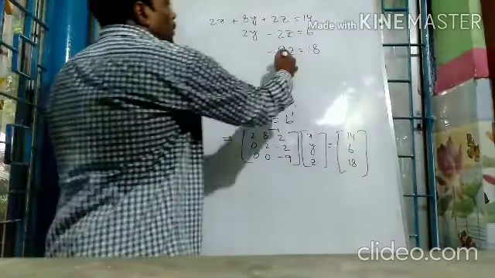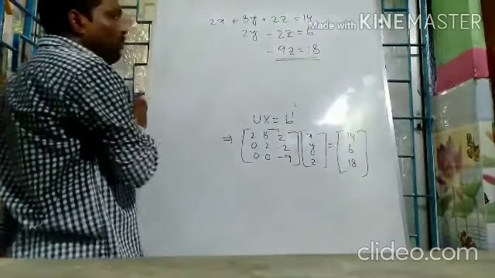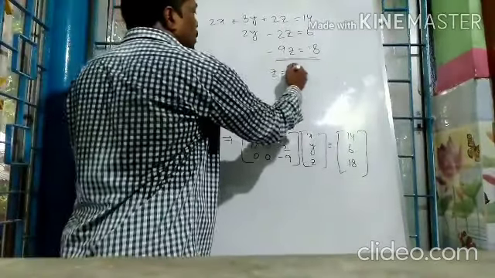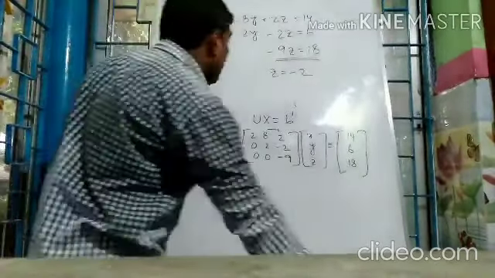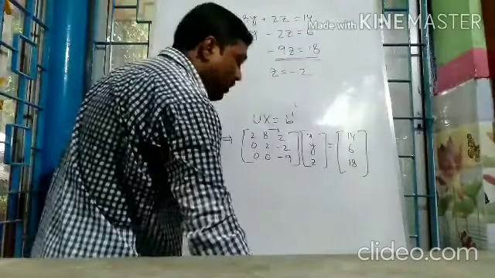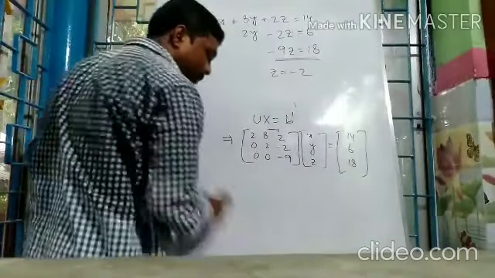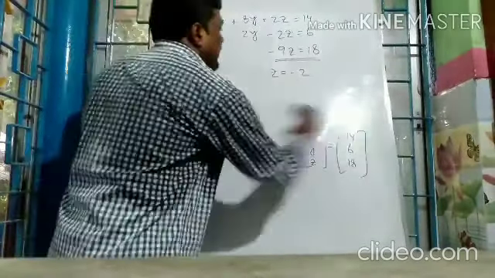Now, the solution of minus 9z equals 18 is what? Minus 9z equals 18 implies z equals minus 2.